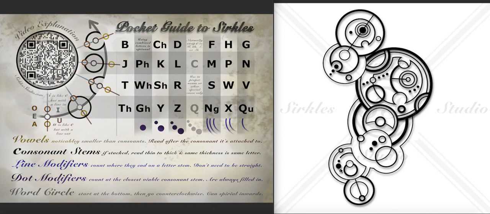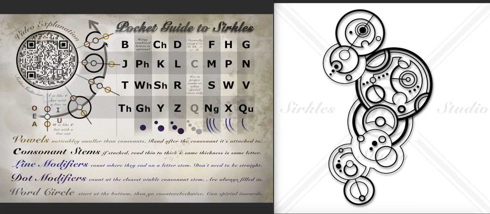Hello and welcome to the transcription explanation of this design. It was done using this script, which uses a combination of dots, like these, and line modifiers, which can either be straight lines or curvy lines, in conjunction with these four different shaped letter stems.